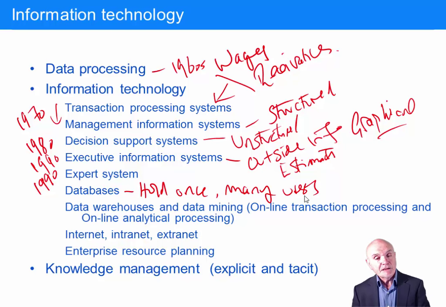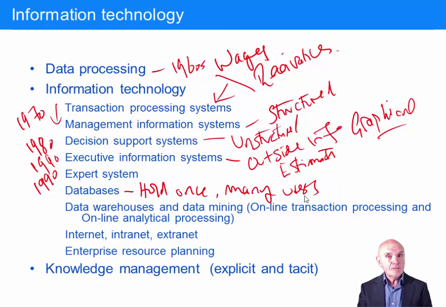Data warehouses and data mining we'll get on to later when we look at big data. Internet, intranet, extranet, I think we know about. Internet used a lot. We can spy, if you like, on what your competitors are doing. You can see if you really have got the lowest price or whether you have to give your customers a discount. Intranets, internal internets, a much more efficient way of spreading internal sort of information.